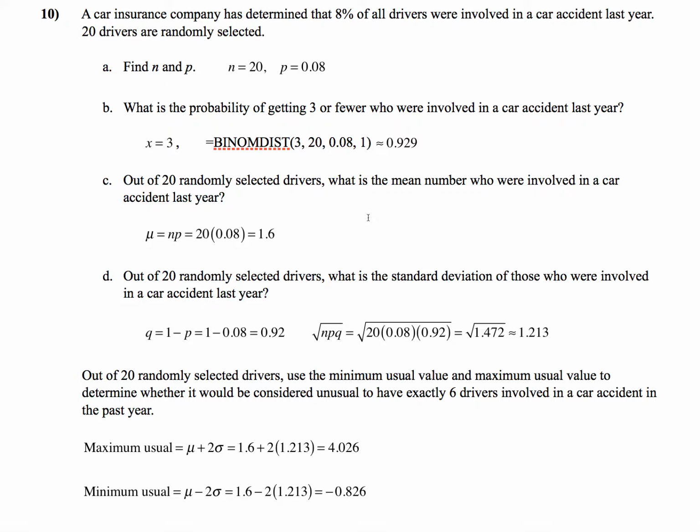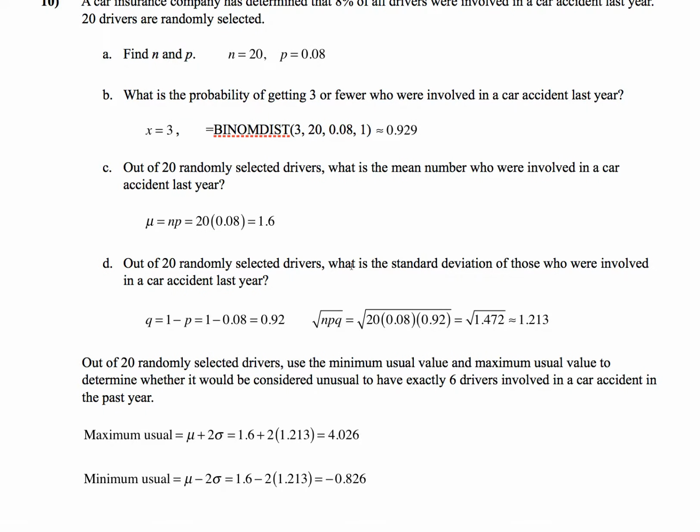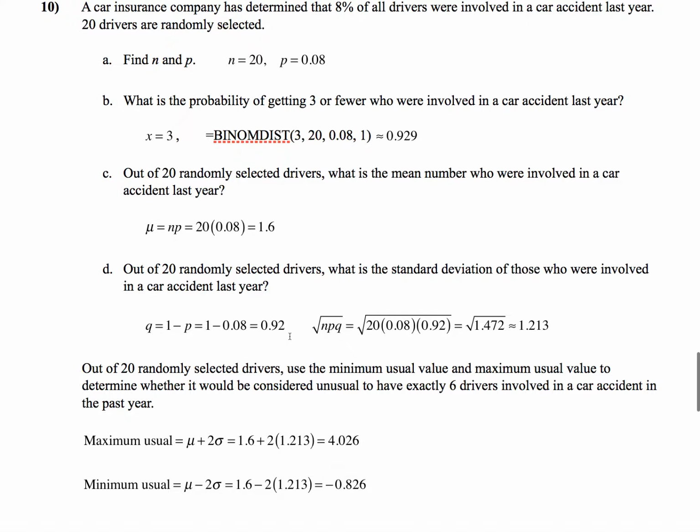What is the standard deviation out of 20 randomly selected drivers who were involved in a car accident last year? Well, for this calculation we will need Q. We have P, but we will need Q. Q is 1 minus P. P is 0.08, so 1 minus 0.08 is 0.92.